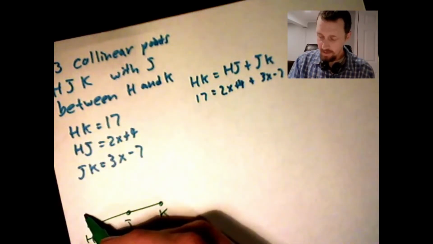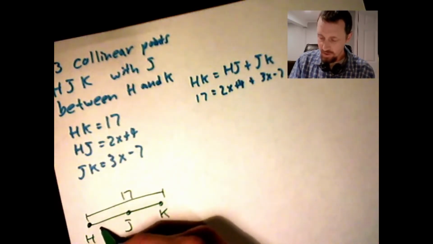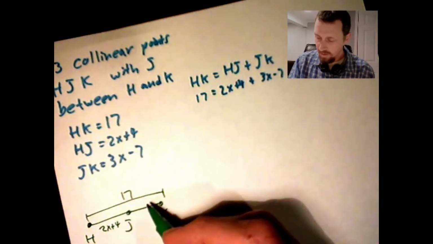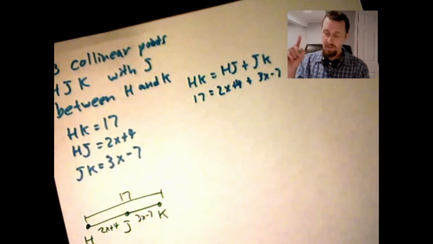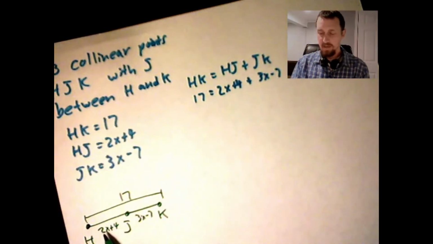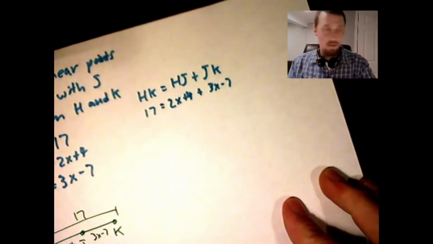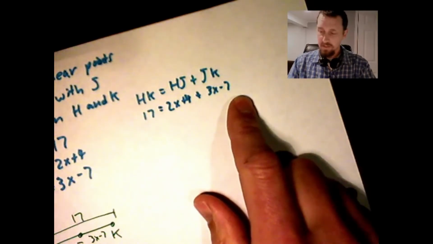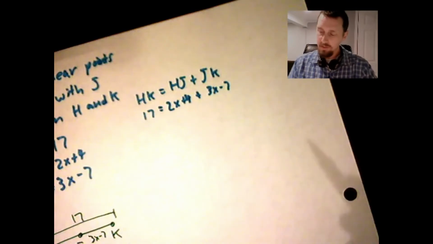And then I'll mark out some of the things I know. So this distance is 17, HJ is 2x plus 4, and JK is 3x minus 7. And I will look at that and think about the fact that I know these two things added together must equal 17. Either way, you end up at the same point, and that is needing to solve this algebra, and that's a good little review of algebra from last year.